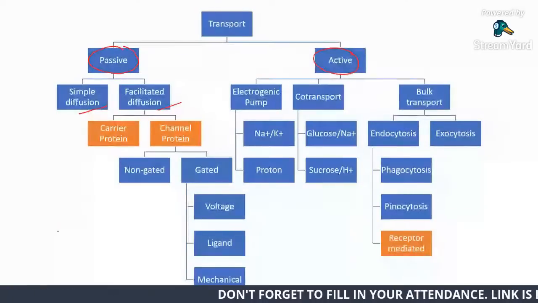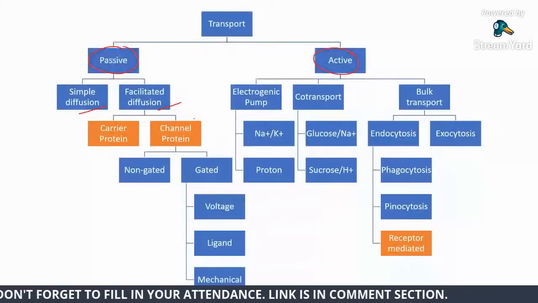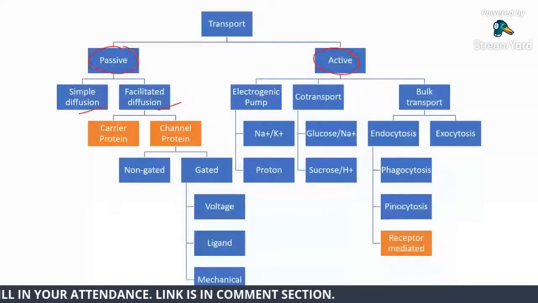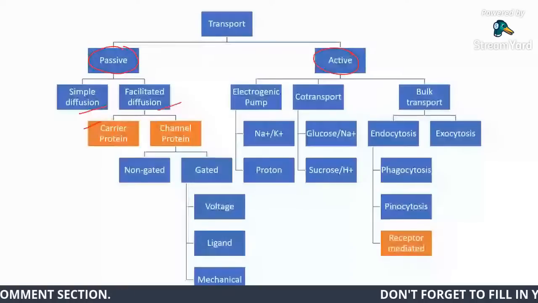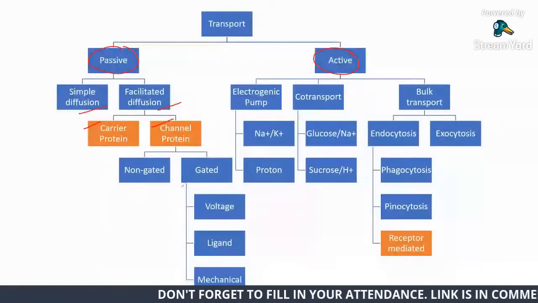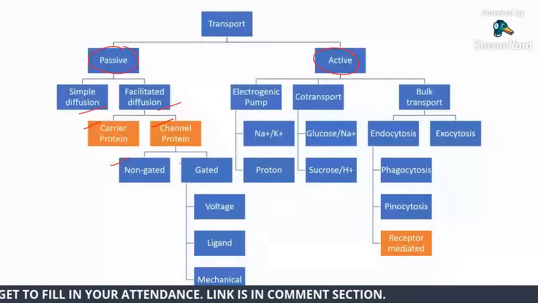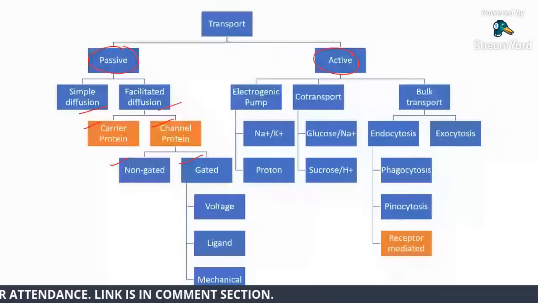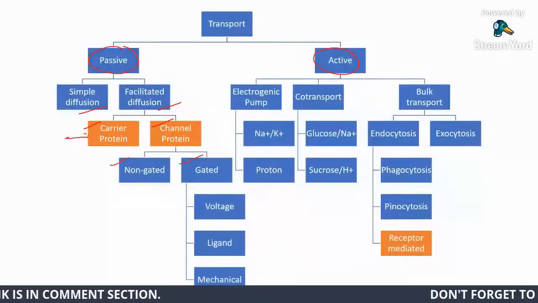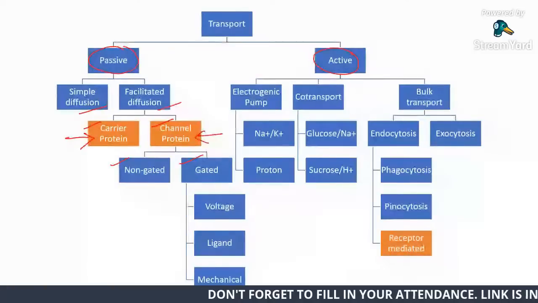The transport follows the concentration gradient. However, it needs a transport protein. There are two types of transport protein used: carrier protein or channel protein. In channel protein, I usually divide it into two types: one is non-gated, the other is gated channel protein. And you need to bear in mind that carrier protein changes shape. However, channel protein does not change shape, right?